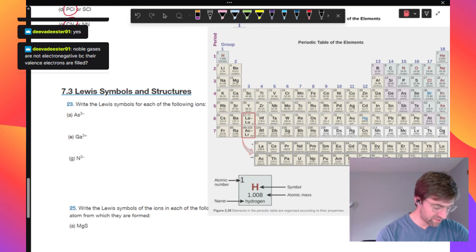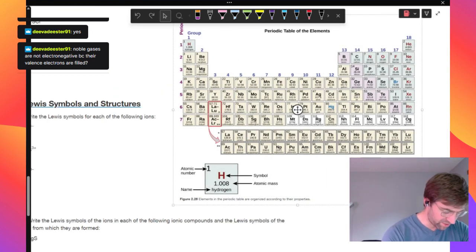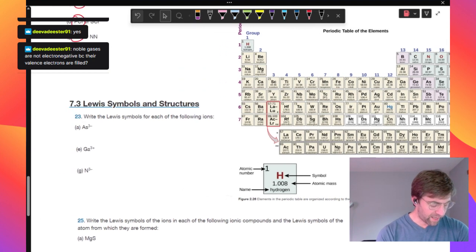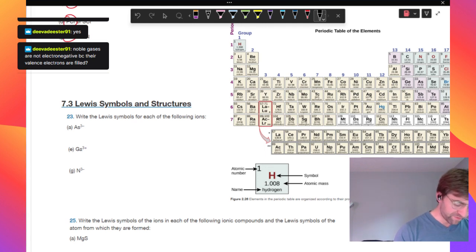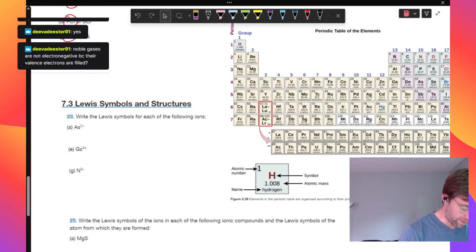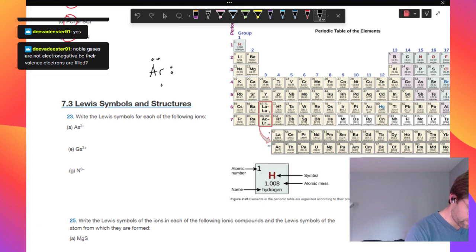All right, so Lewis symbols and structure. I love that somebody brought up noble gases in the chat because if we have a noble gas like argon, argon is already super happy with its 8 valence electrons. It does not want to give any of them up. It doesn't want to take on any more. It's perfectly comfortable in the energy state that it's in. And this would be its Lewis structure right here. We're showing all 8 of those valence electrons.